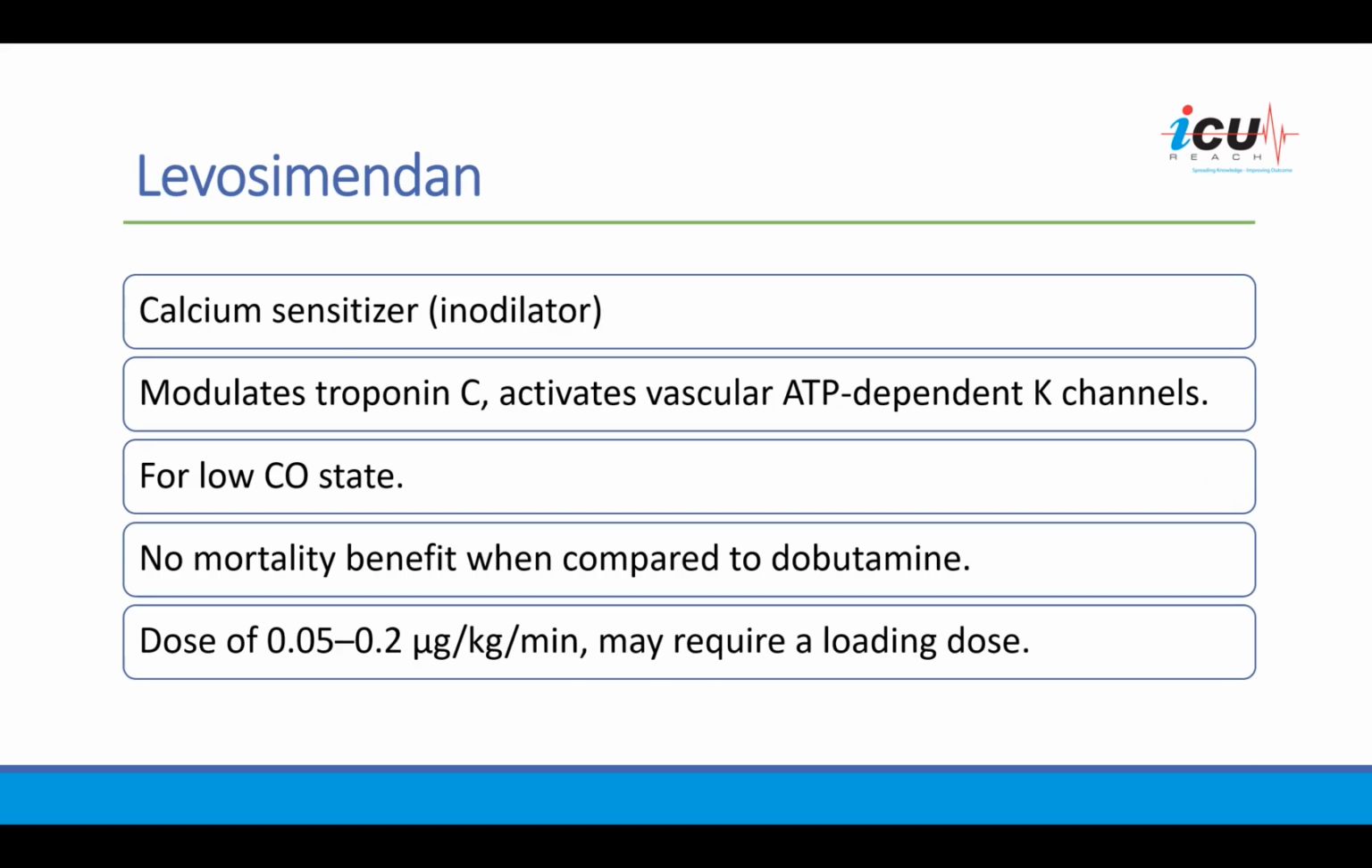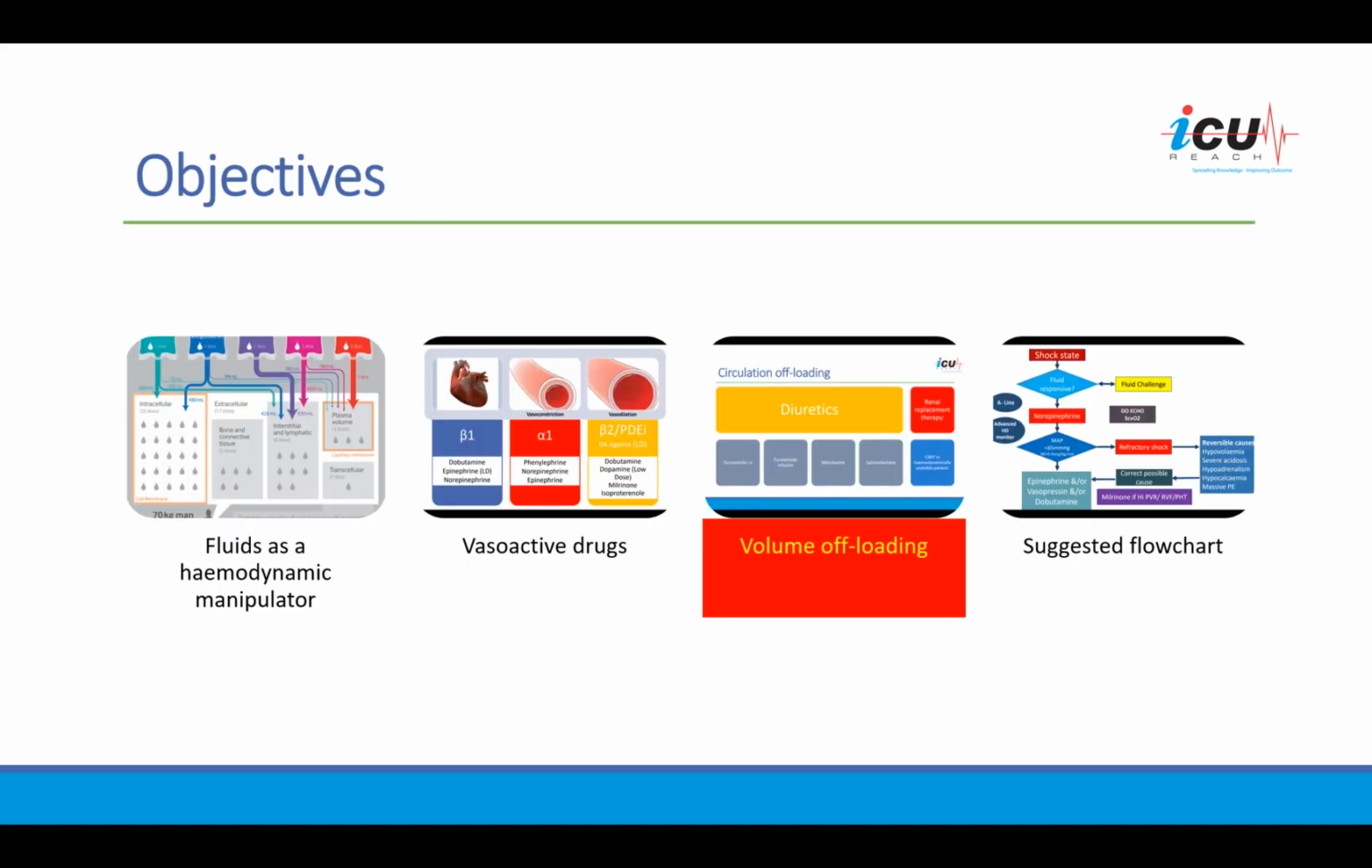We don't use levosimendan in our practice, but it is an inodilator. It's a calcium sensitizer. It modulates troponin C, activates vascular ATP-dependent potassium channels. It is used for low cardiac output state, with no mortality benefit when compared to dobutamine. The dose of levosimendan is 0.05 up to 0.2 microgram per kg per minute and may require a loading dose.